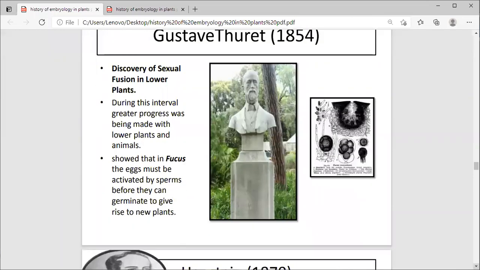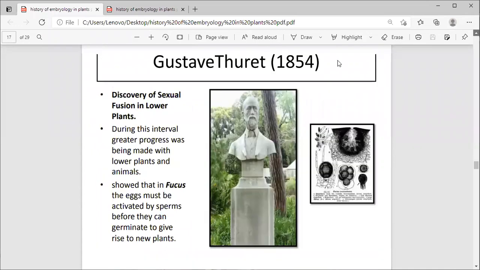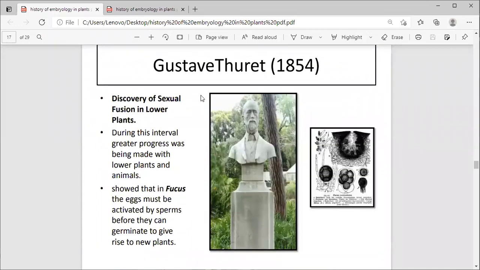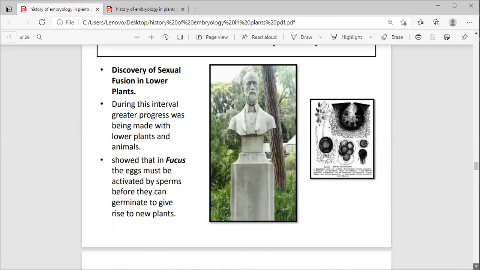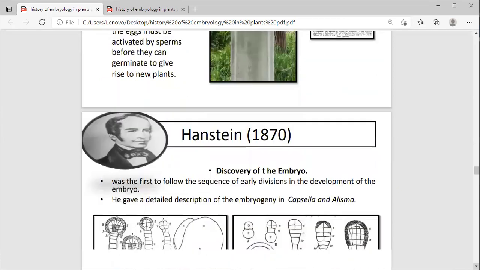Again here, Thuret, this is the scientist. In 1854, he discovered the sexual fusion of lower plants. During the interval, greater progress was being made with lower plants and animals. He showed that in Fucus, the egg must be activated by sperm before it can germinate. They give a new plant. Fucus plant मध्ये किंवा lower plant मध्ये जसं algae, fungi, bryophyte याच्यामध्ये या scientist चा study आहे.